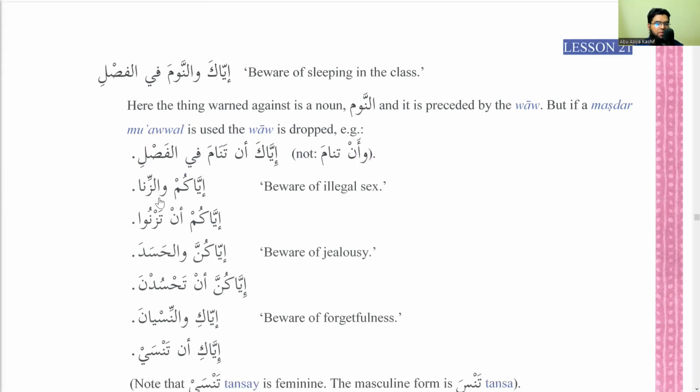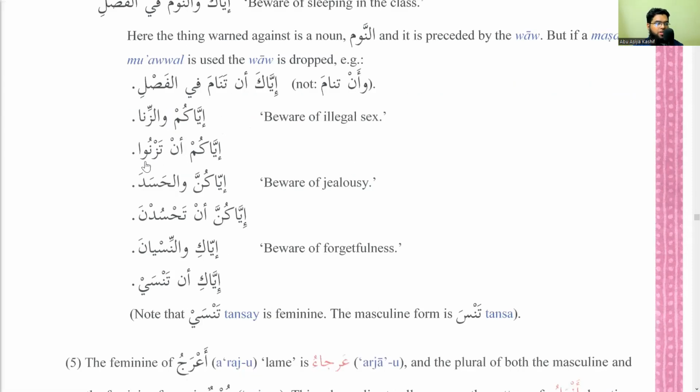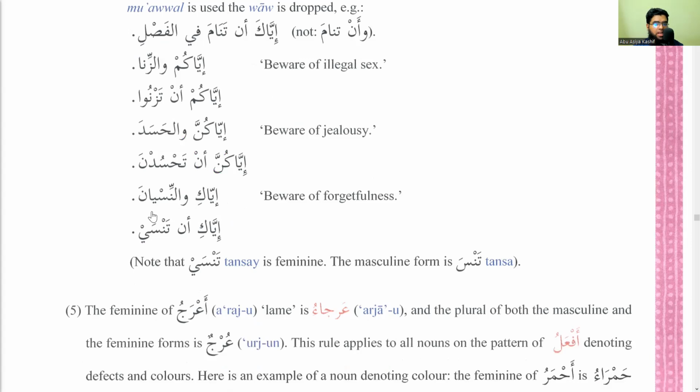Like iyyakum wa zina, beware of illegal sex. So iyyakum antaznu, beware of adultery. Iyyakunna wal hasada, beware of jealousy. Iyyakunna an tahsudna. So how do you know which form we have to use? You have to look at this kunna and all that. We had an exercise also. Accordingly, you have to change. Iyaki wa nisyan.